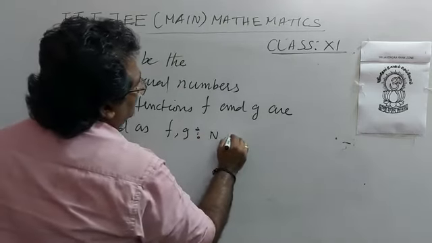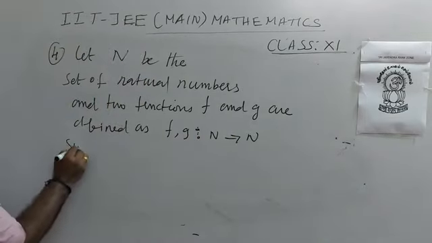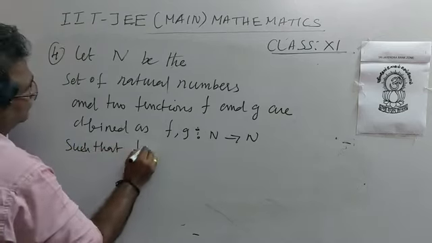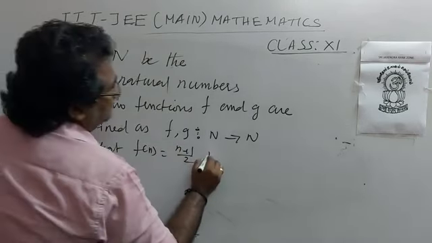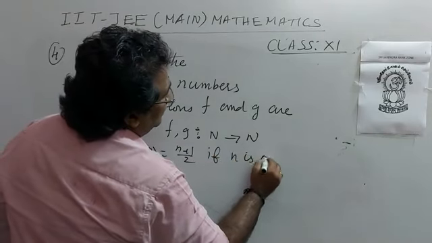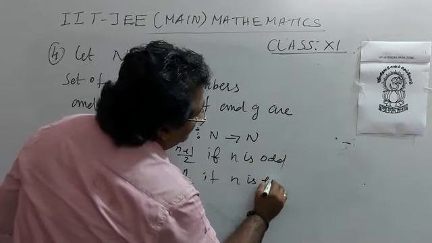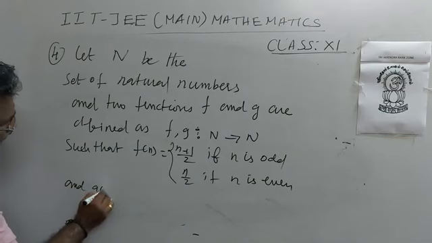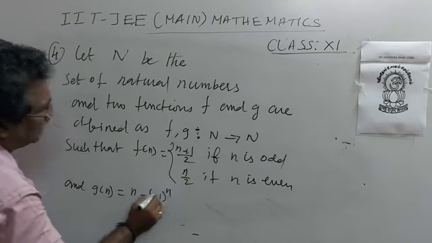f and g defined from N to N such that f of n equal to (n plus 1) by 2 if n is odd, n by 2 if n is even, and g of n equal to n minus (minus 1) whole power n.